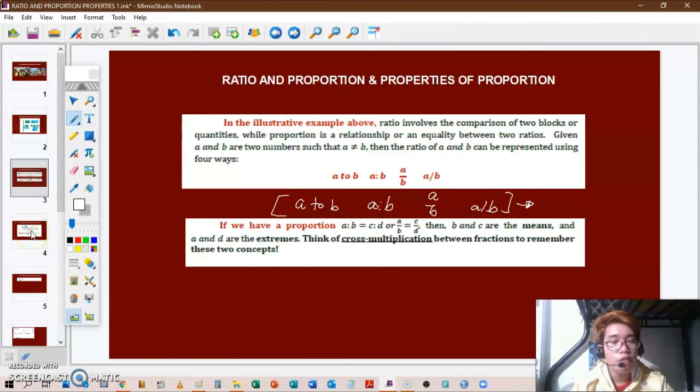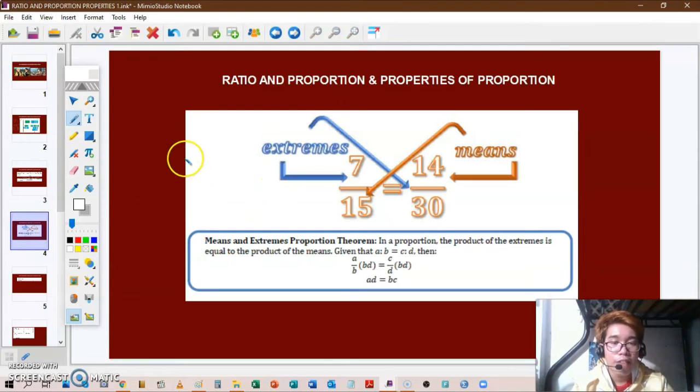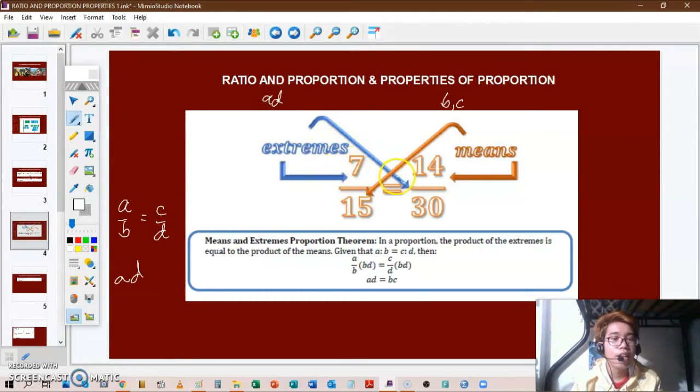So let's try to identify the parts of a proportion. If we have, for example, A over B is equal to C over D, then A and D we call the extremes. And then B and C we call the means. So here A and D, 7 and 30, are the extremes, and B and C, 14 and 15, are our means.